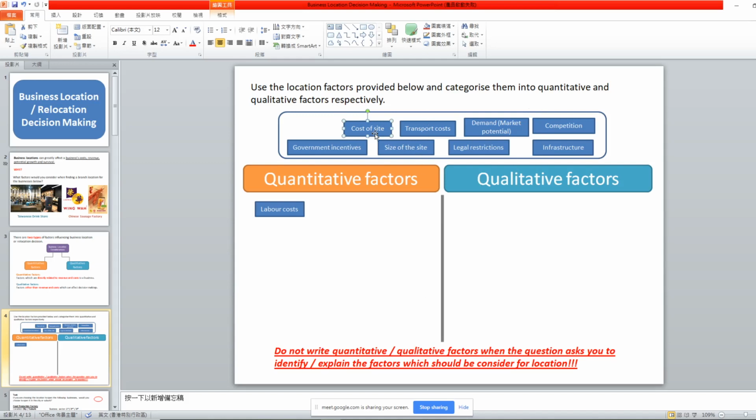Yep, left. Okay, quantitative. Right? Yeah. Okay, so I'm just gonna put it here. Right? So easy. So yeah, this is quite obvious.